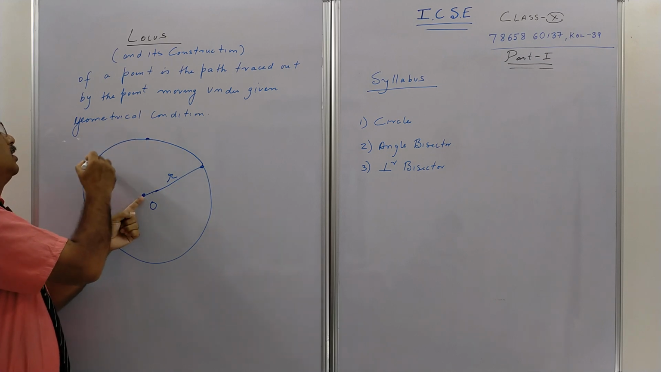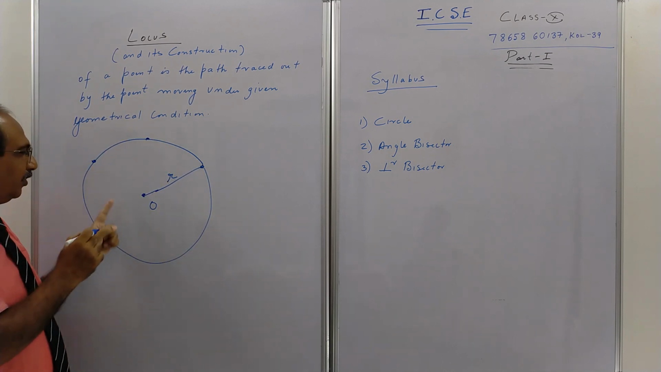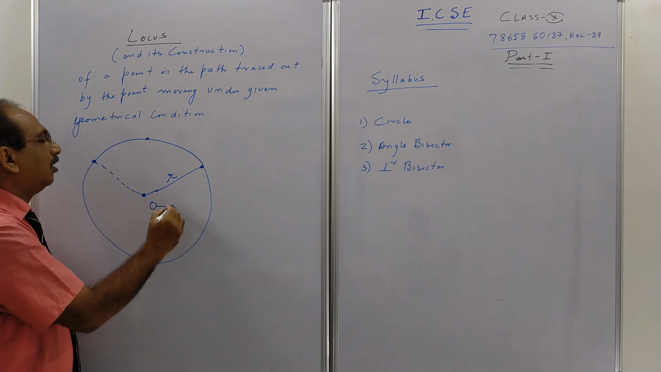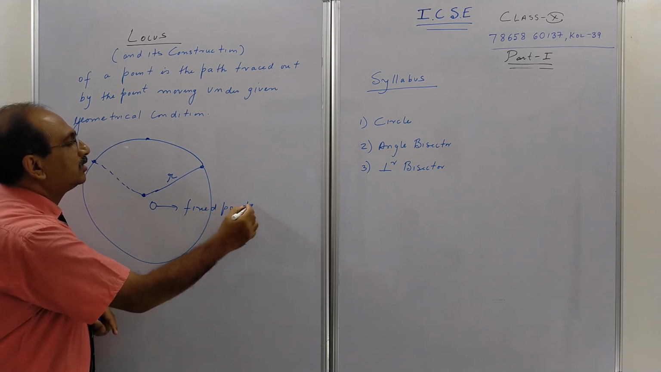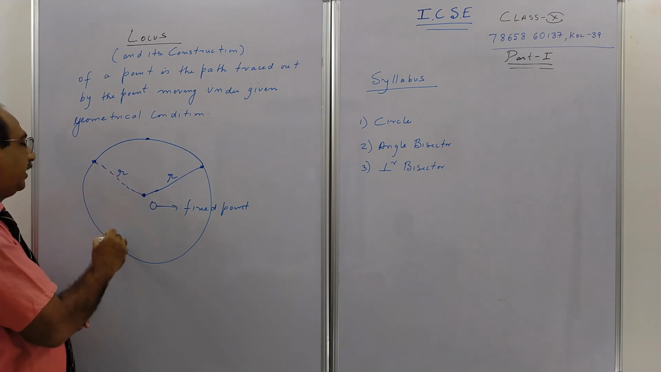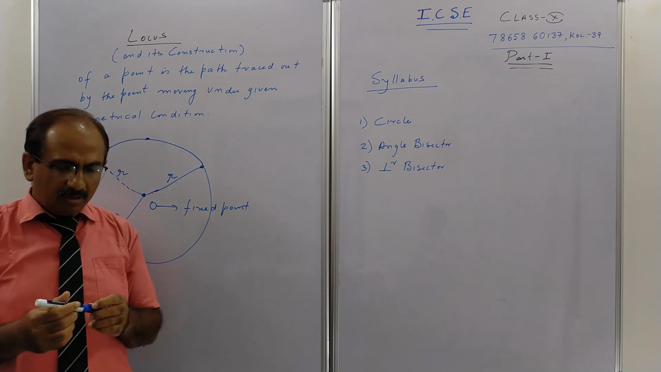Every point over here, this is called the circumference of the circle. Every point is at a fixed distance from a fixed point. That fixed point is called the center. The fixed point is called the center of the circle, and the fixed distance is called the radius. Okay, so let me tell you one example.